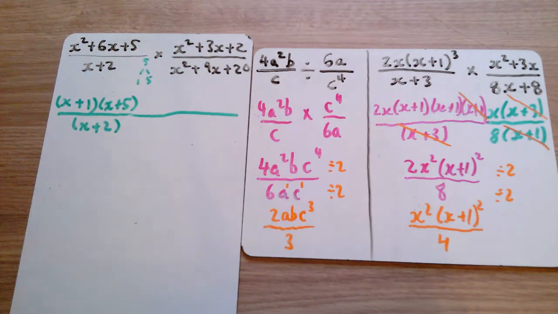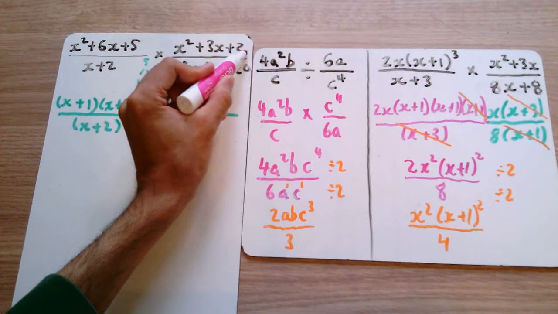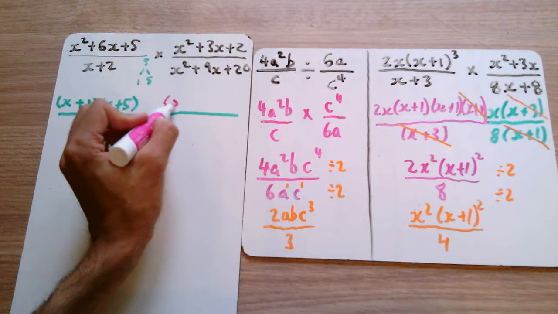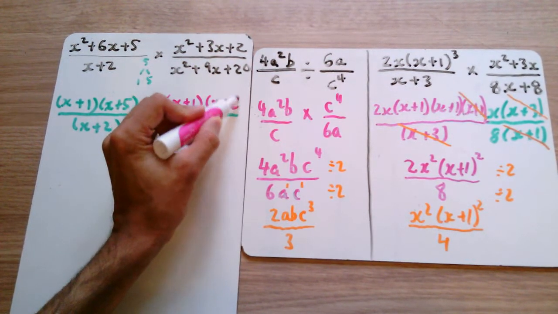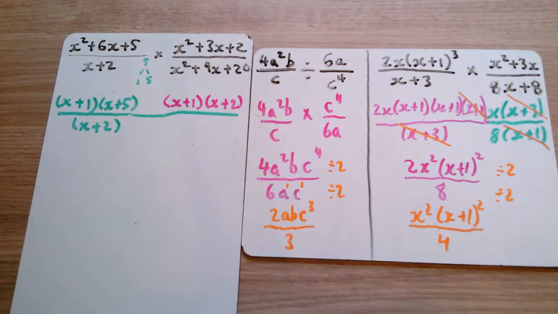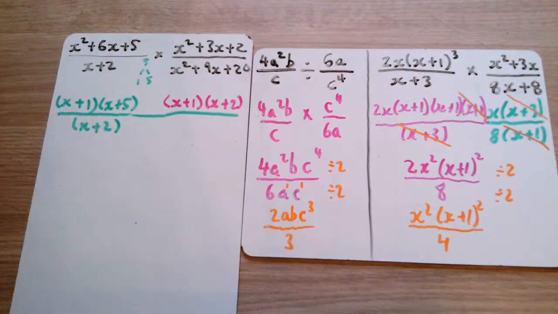If we look at x squared plus 3x plus 2, again we need two values that multiply to make 2 and add to make 3. That's 1 and 2, so we get (x plus 1)(x plus 2) over here, and over here we have x squared plus 9x plus 20. We need to factorize that, find two numbers that multiply to make 20 and add to make 9.